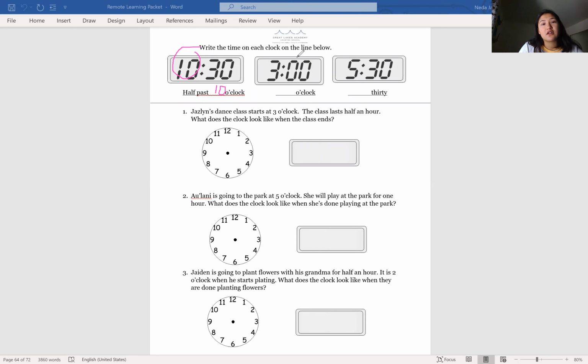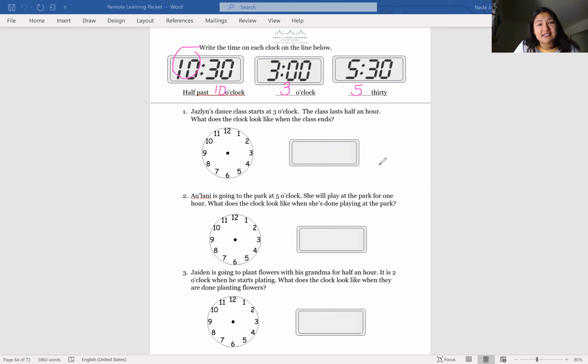This clock right here shows me 3 o'clock, so I'm going to write 3, and o'clock is already written for you. Next one says 5:30. The hour is 5, so I'm going to write 5. And they already wrote 30 for us. Nice job. Now we are going to do this first word problem together.